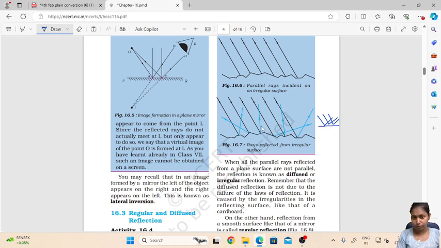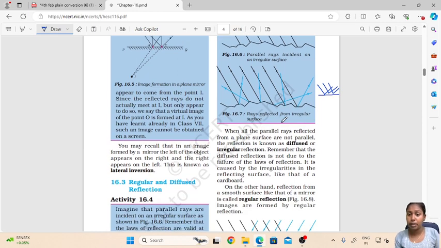So it is an irregular diffusion. When the parallel rays reflected from the surface are not parallel, the reflection is known as diffused or irregular reflection. Got it? So here the reflections are not regular. Regular means every reflection goes in one direction, but here they are going in different directions. One is going this way, the other one is going this way, so they are not parallel. These are diffused or irregular reflection.